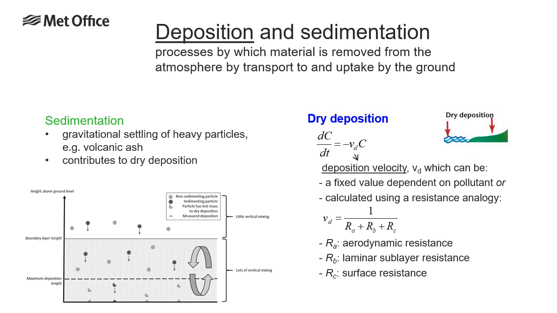Secondly, the laminar sublayer resistance, and this represents the resistance to transport by molecular diffusion across the thin quasi-laminar layer adjacent to the surface, and it's formulated differently for gases and particles and depends both on the meteorological situation and the species. And lastly, the surface resistance, which characterises the resistance to capture by the surface, and that's dependent on both the pollutant and the underlying surface.